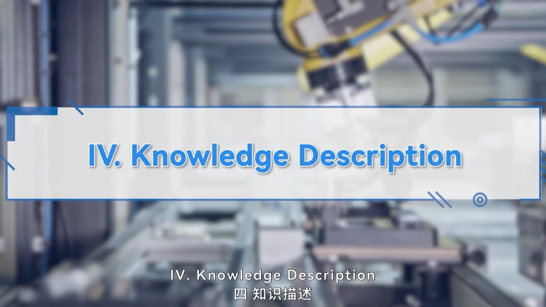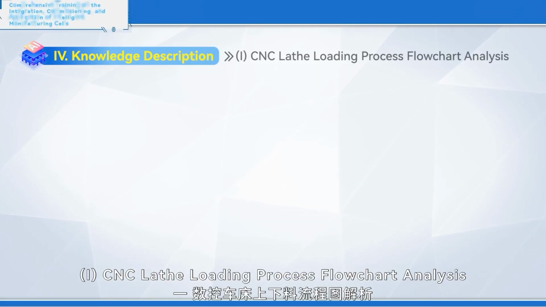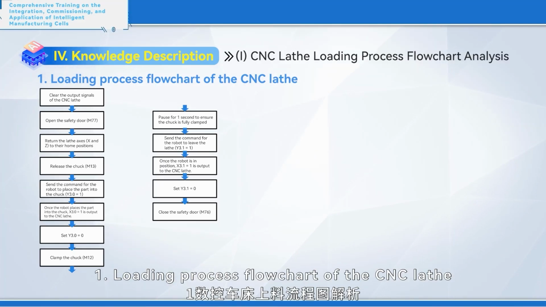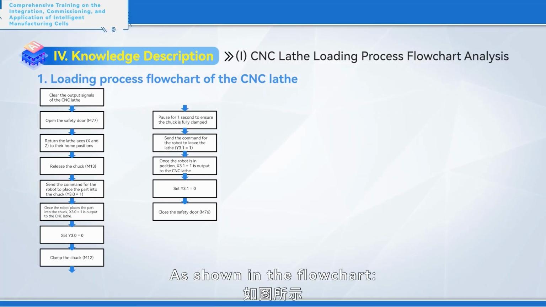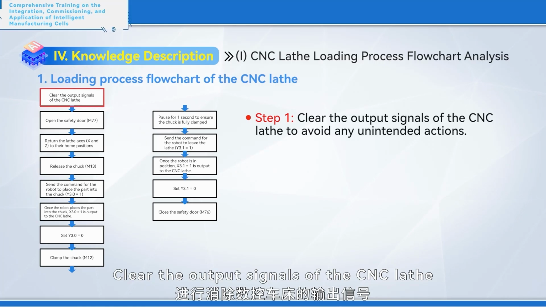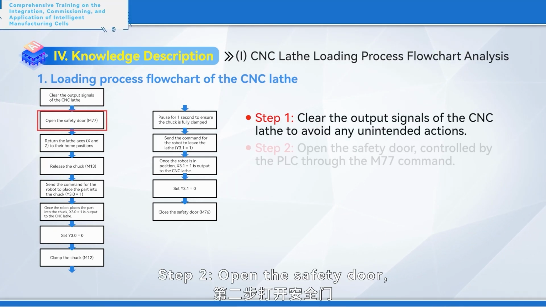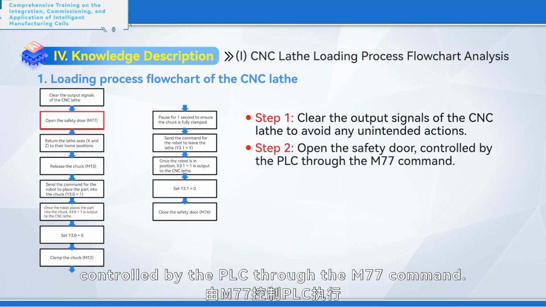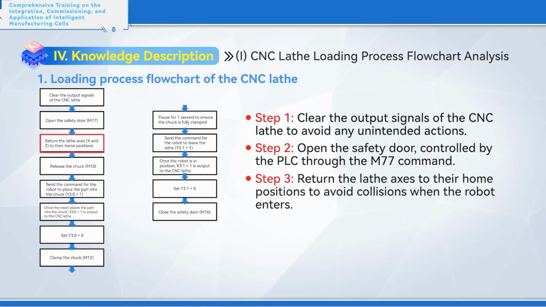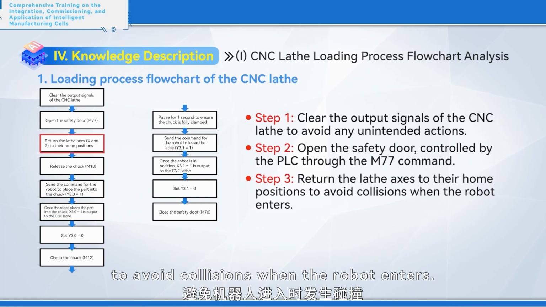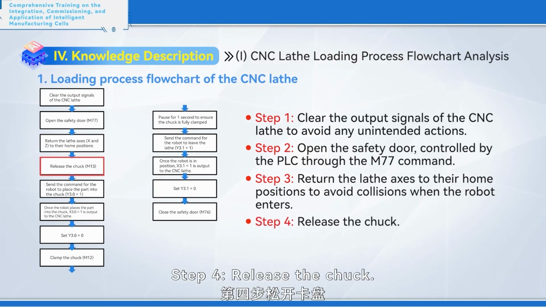4. Knowledge description. 1. CNC lathe loading process flowchart analysis. 1. Loading process flowchart of the CNC lathe. As shown in the flowchart, Step 1. Clear the output signals of the CNC lathe to avoid any unintended actions. Step 2. Open the safety door, controlled by the PLC through the M77 command. Step 3. Return the lathe axes to their home positions to avoid collisions when the robot enters. Step 4. Release the chuck.